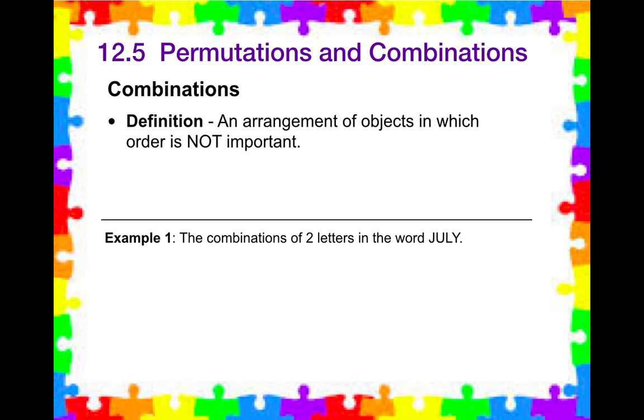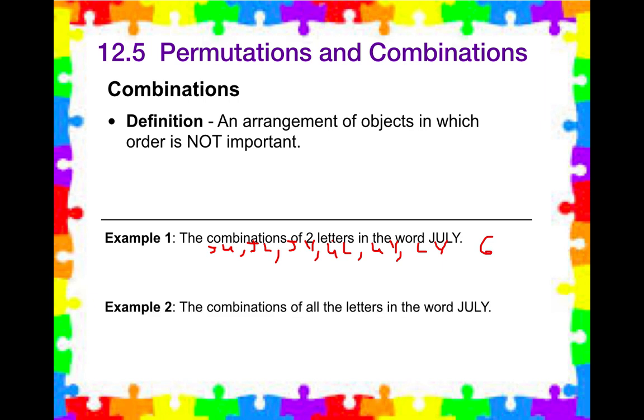So the combinations of two letters from the word July, we could have different ways of expressing that. We could have JU, and then JL, and we could have JY, we could have UL, UY, or LY. Doesn't really matter. So there's 6 different ways.